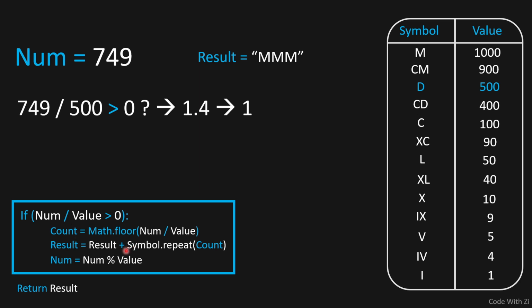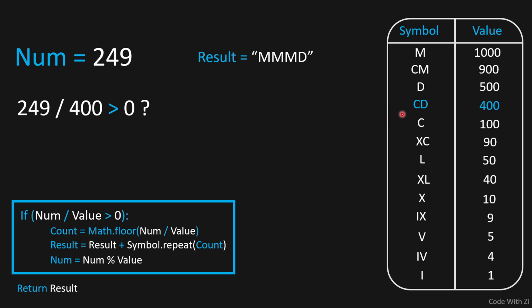And then we're gonna bring our symbol, repeat it count times, and add it to our result. Our symbol is D. Our count is 1. So we're gonna add 1D to our result, like so. Then our number is gonna be equal to number mod value, meaning 749 mod 500. And that's gonna be 249. How many 500s do we have here? One 500. And if we take that 500 out, we're gonna be left with 249. And then we're gonna enter our next round.